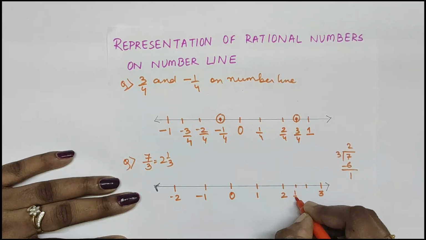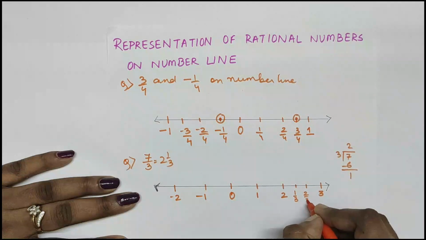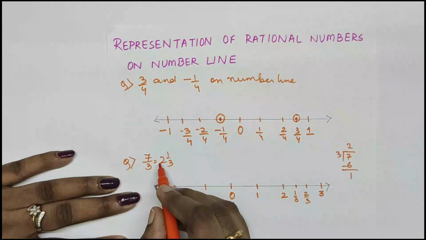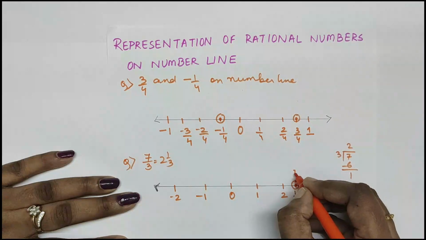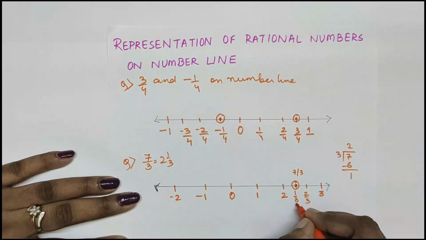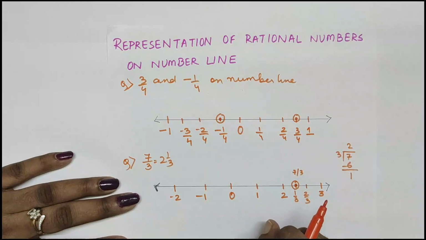So this one part is 1 by 3, this will be 2 by 3. So I have to represent 1 by 3. So this will become 7 by 3. So 2 and 1 by 3 will represent 7 by 3.